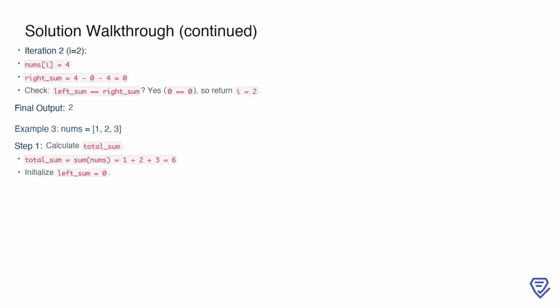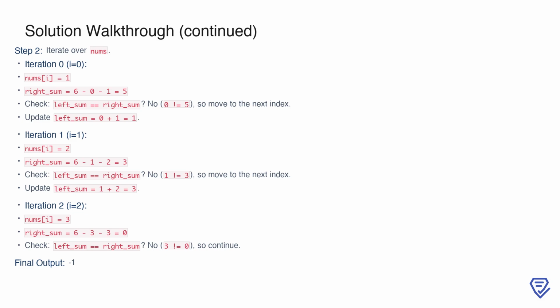Now, let's look at example 3, where the nums array is 1, 2, 3. We start by calculating the total_sum, which is the sum of all elements. 1 plus 2 plus 3 equals 6. We initialize left_sum as 0. Next, we iterate over the array. In iteration 0, where i equals 0, nums[i] is 1.